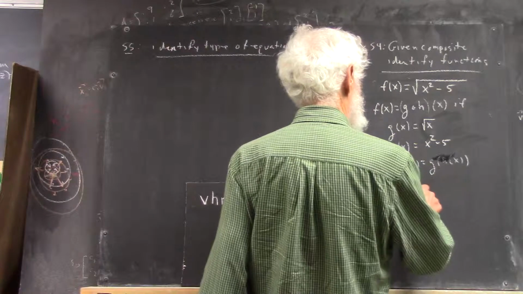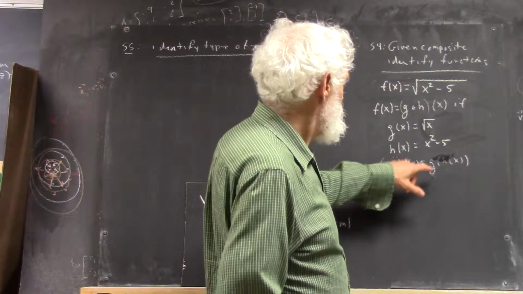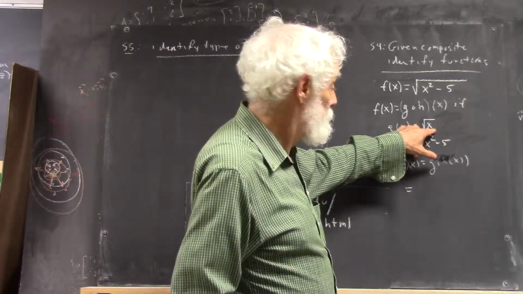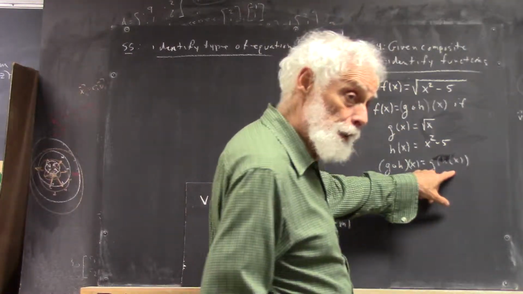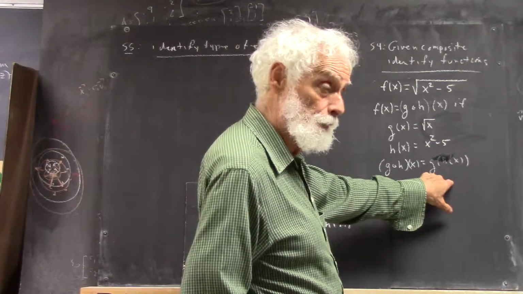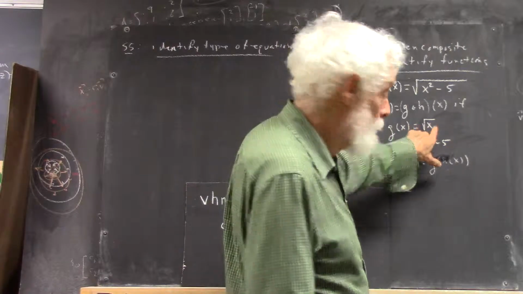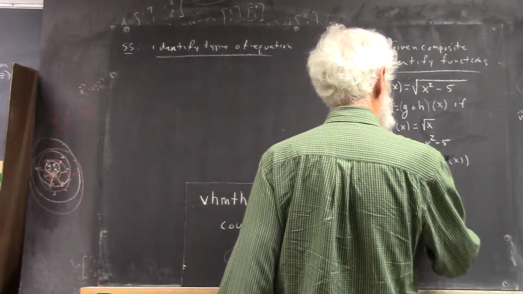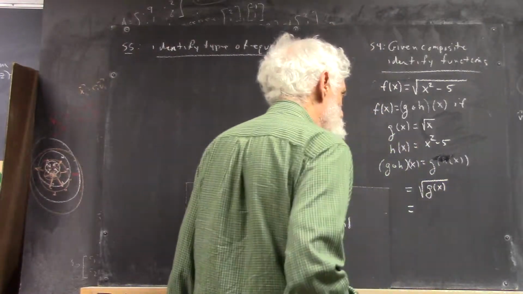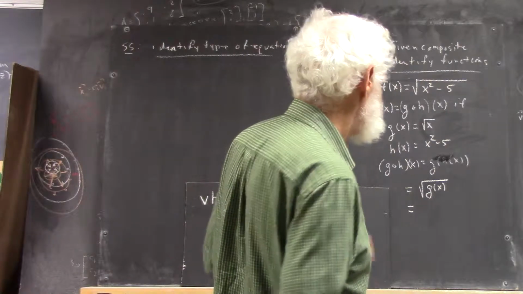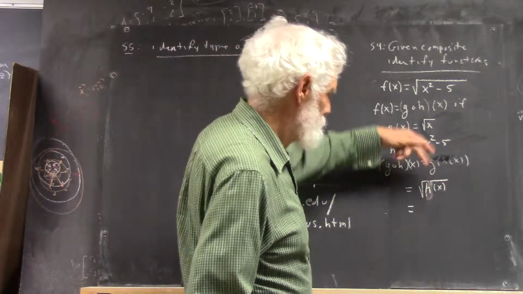Okay, g of h of x is what? Well, g of x is square root of x, so g of h of x has to be the square root of h of x. We've replaced x by h of x to get this expression from the g of x. And if this x is replaced by h of x, we've got to replace this one by h of x. So g of h of x is the square root of h of x. Sorry for the misdirection there.